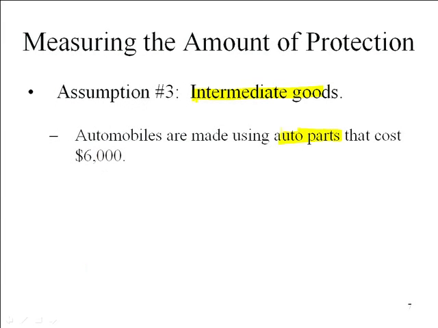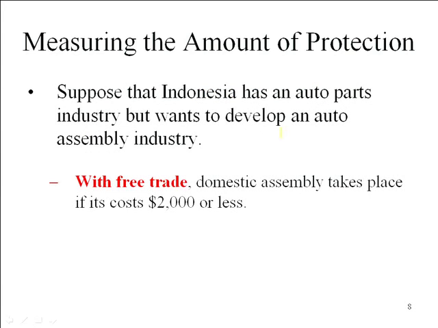So we don't have to worry about, well, we need iron ore to make steel, to make metal castings to make this, or we need rubber trees and synthetic chemicals to make rubber parts to do this. We're just going to say auto parts cost $6,000. Okay? So now, let's suppose that Indonesia has an auto parts industry, but it would like to have an auto assembly industry. Right? So they're making the parts, but they'd like to be able to actually assemble the automobiles. Wages are much higher in the auto assembly industry than they are in the auto parts industry, which might be one of the reasons that you would want to do that.